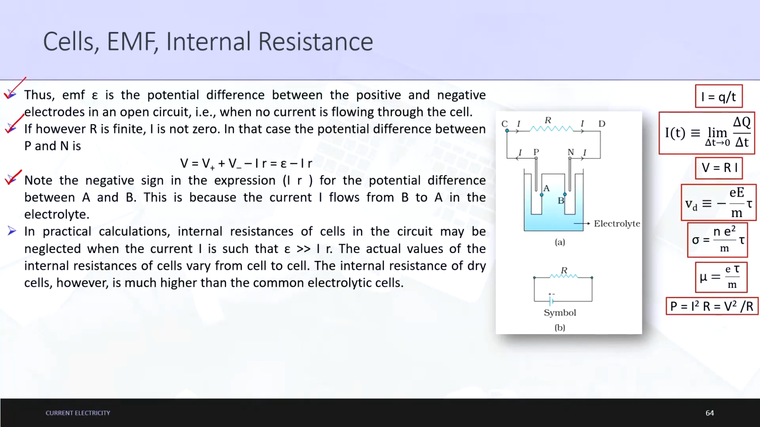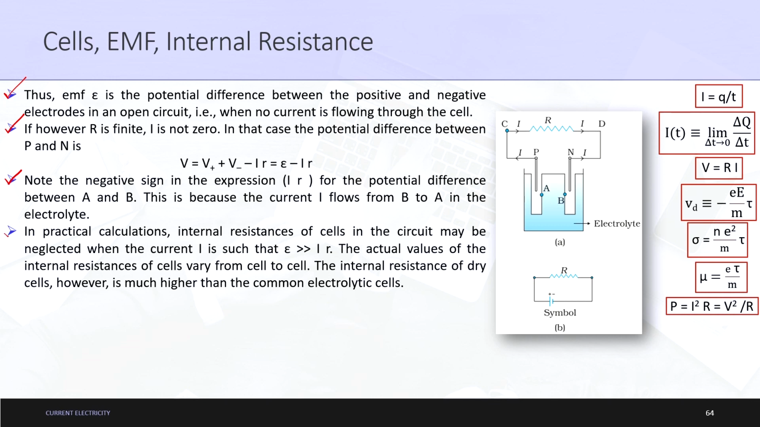Okay. So, this thing has been explained. Now, in practical calculations, the internal resistance of a cell in a circuit may be neglected when the current I is such that epsilon is very much greater than Ir. The actual values of the internal resistances of cells vary from cell to cell. The internal resistance of dry cells, however, is much higher than the common electrolytic cells.